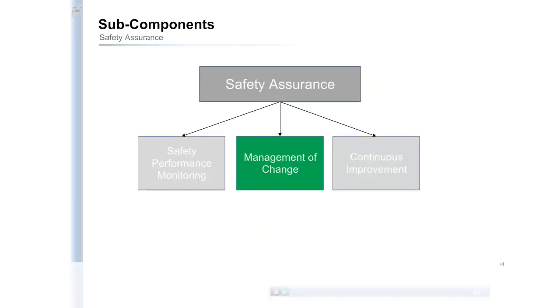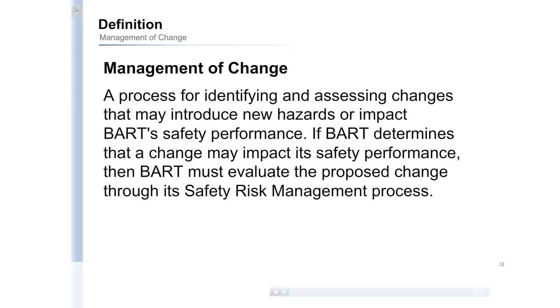Management of change. Management of change is defined as a process for identifying and assessing changes that may introduce new hazards or impact BART's safety performance. If BART determines that a change may impact its safety performance, then BART must evaluate the proposed change through its safety risk management process.